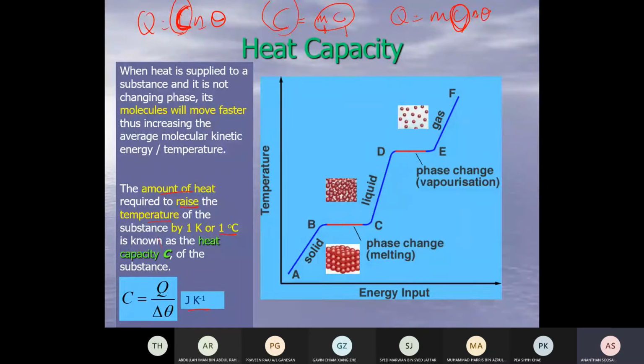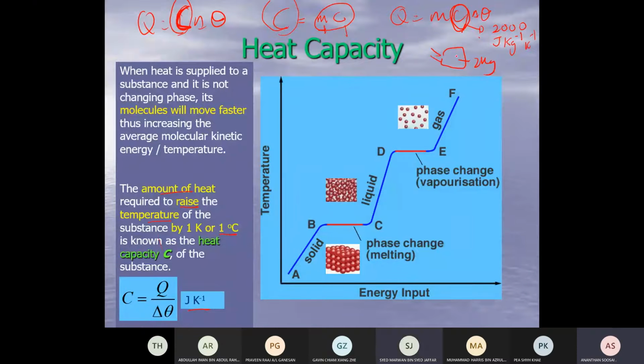Let's say you have an aluminium kettle made of 2 kilogram. The aluminium will have a specific heat capacity, let's say 2000. What is the unit for specific heat capacity? Anybody? Joule per kg per Kelvin. So the specific heat capacity of the aluminium, let's say I give you 2000.